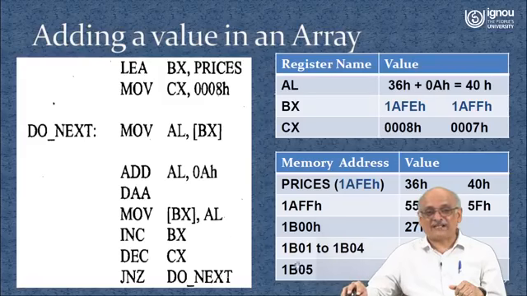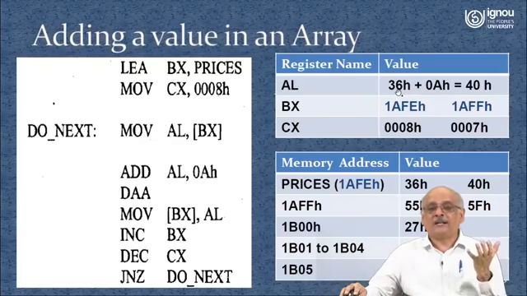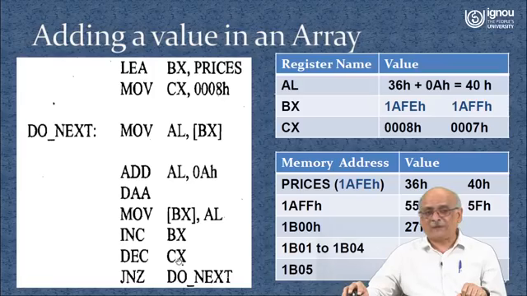Next, decrement CX. Why decrement CX? Because one of the 8 array values has already been processed. Whatever task we wanted to do with one value has already been performed, so decrement the value of CX. Now, in the first case, because it was 8, it will become 7. In that case, what do we do? 7 is not 0, so jump if not zero. If the zero flag is not set, go next.